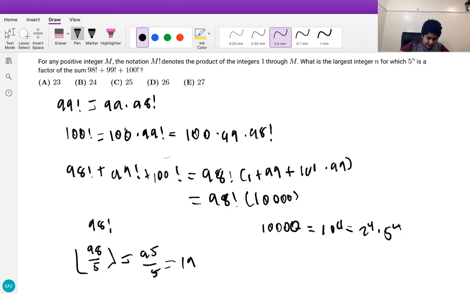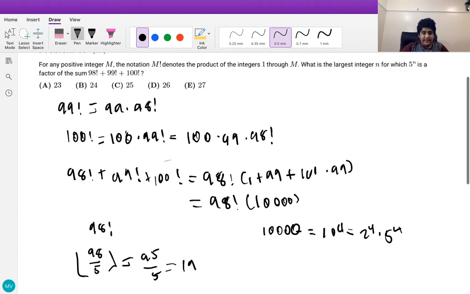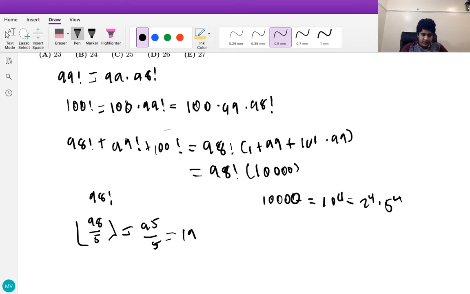But now we have to think more carefully. If we put in 19 plus 4, or 23, as our answer, we will get this wrong. This is because some numbers have higher powers of 5 than simply 5. These numbers are 25, 50, and 75. We have to add an extra 3 from these numbers because these numbers contribute an extra 1. The number of these is the floor of 98 over 25, which is, as before, equal to 3. Thus, our actual answer is 19 plus 3 plus 4, which is equal to 26.